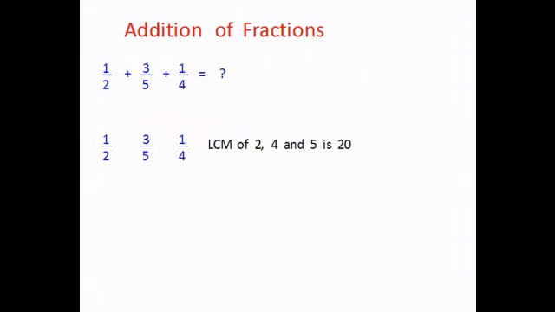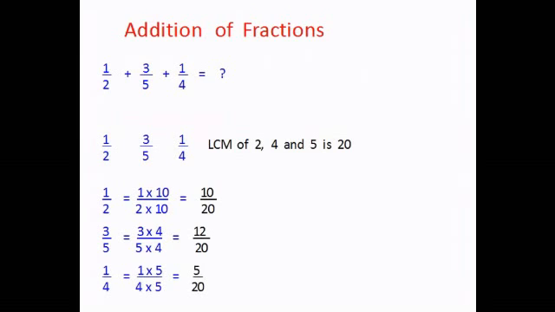Now let's find equivalent fractions of these three fractions where the denominator is 20. So the equivalent fraction for 1 over 2 is 10 over 20. The equivalent fraction for 3 over 5 is 12 over 20, and for 1 over 4 it is 5 over 20. Now what we have are all like fractions, so it's easy to add these.